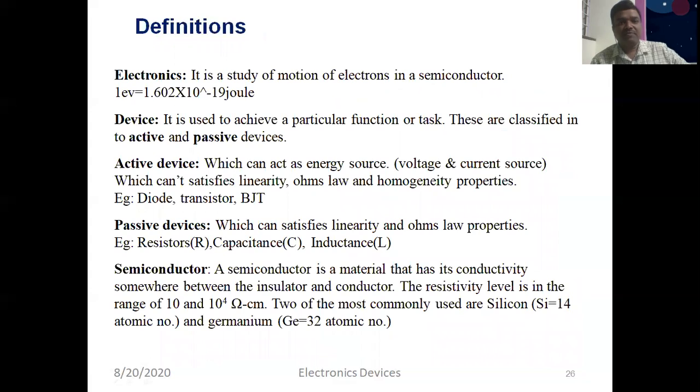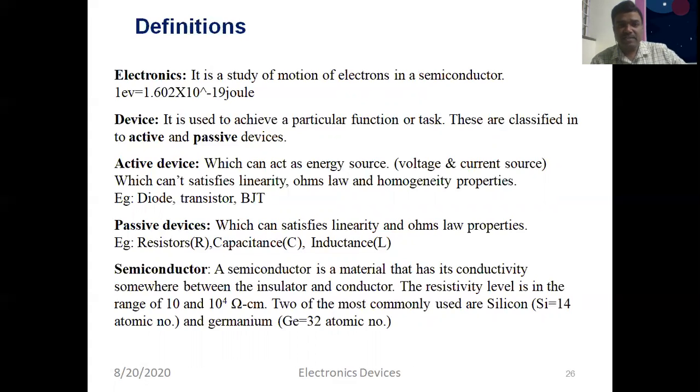These are the basic definitions you have to remember before going on to study semiconductors and the p-n junction diode. Electronics is the study of motion of electrons in a semiconductor. One electron volt is 1.602 times 10 to the power minus 19 joules. So electronics is the study of motion of electrons in a semiconductor material. Silicon is the most popularly used semiconductor material.